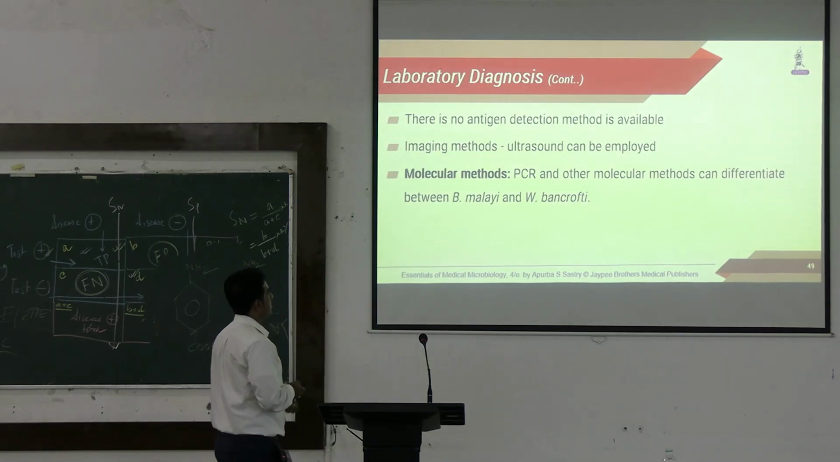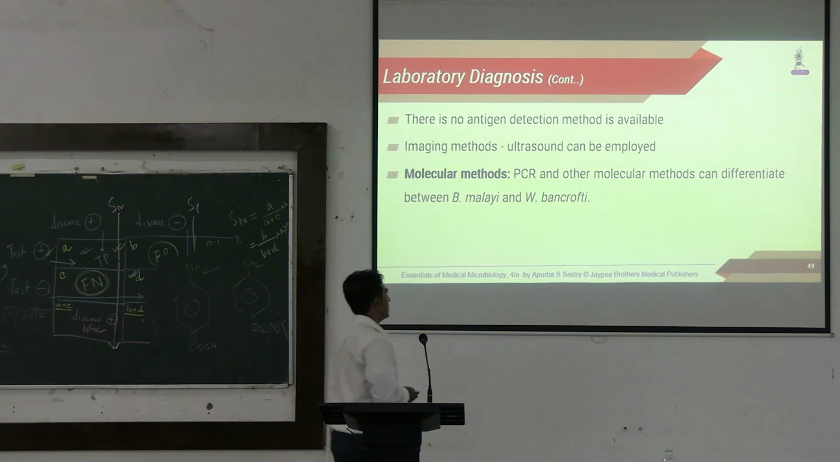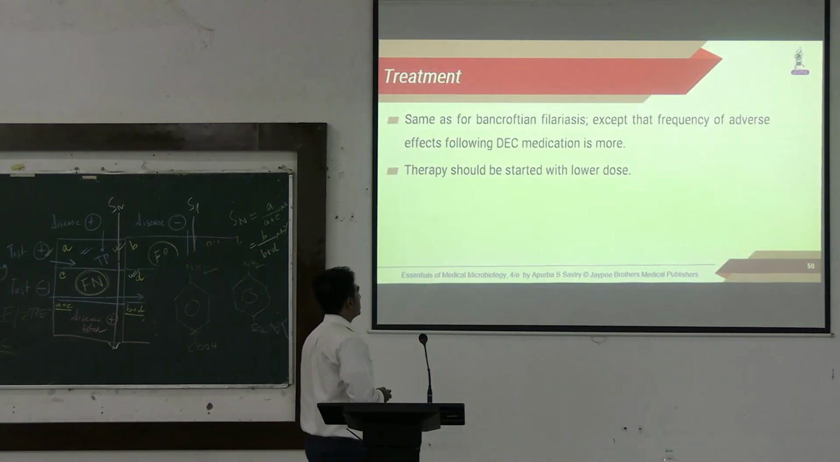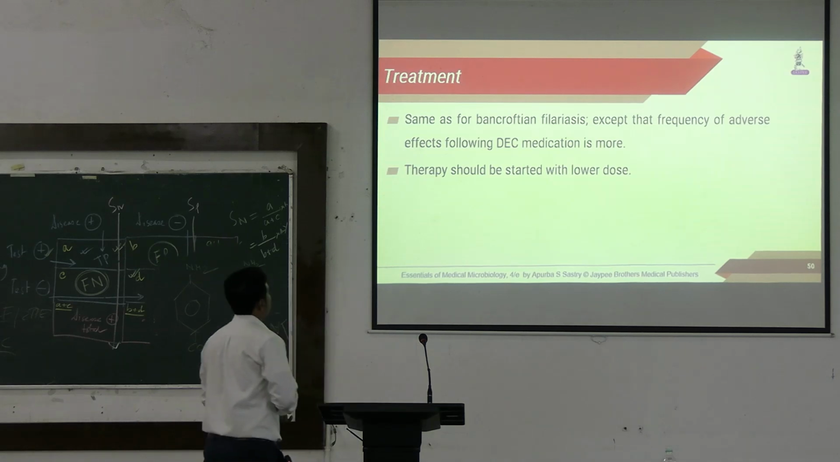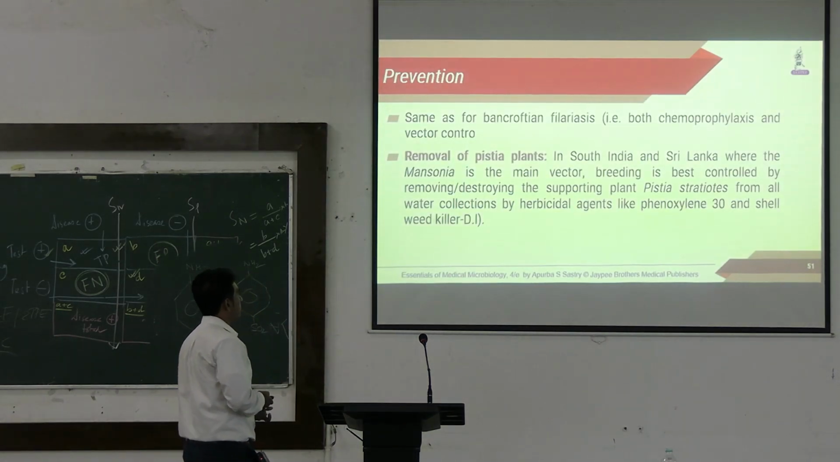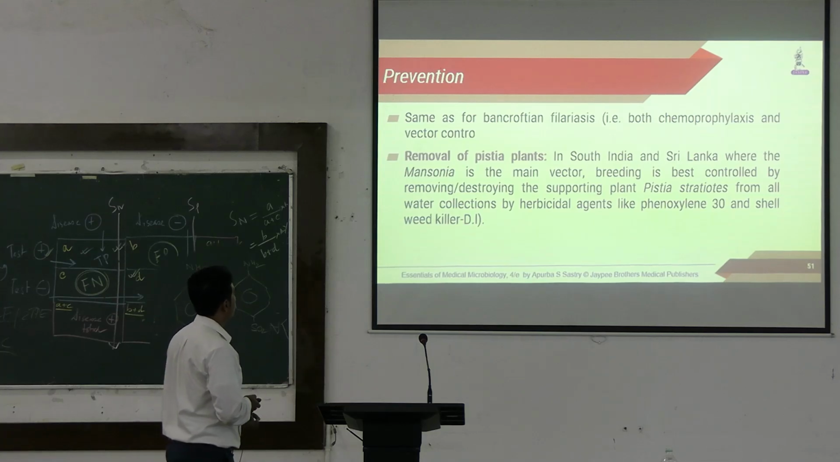There is no antigen detection method. Imaging: USG can be employed, and molecular methods PCR and RT-PCR can be used. Treatment is also the same as Bancroftian filariasis, and therapy should be started with a lower dose. Prevention is also the same, vector control like Bancroftian filariasis, and removal of Pistia plants is done, where Mansonia are the main vectors.